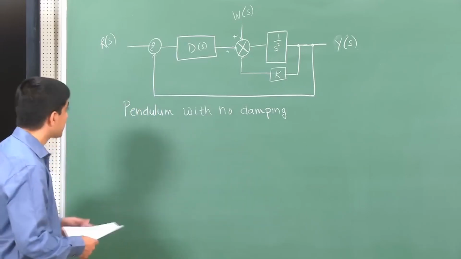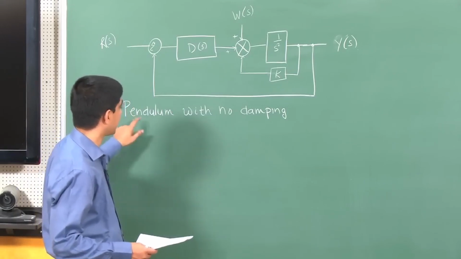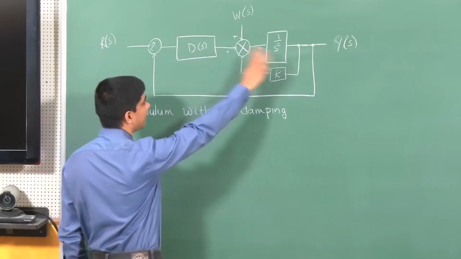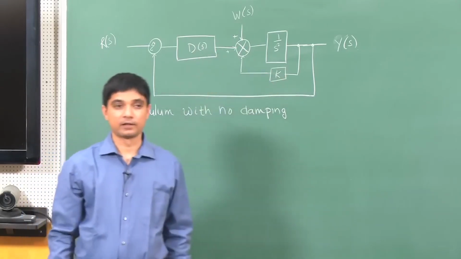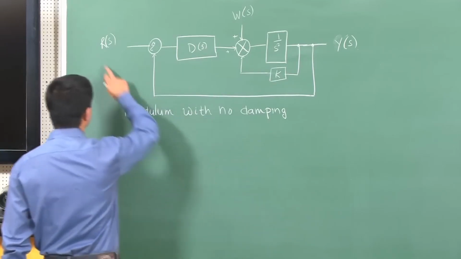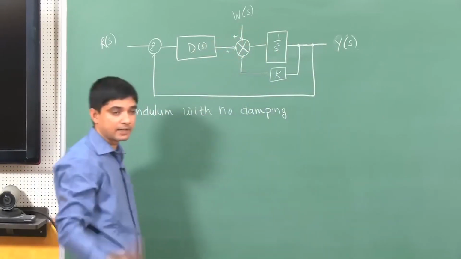Okay, so I start with a simple looking example, which is a pendulum with no damping, and I'll tell you why this represents a pendulum with no damping. And then you have a controller, and we expect this controller to do a set of things for us, right? So you have a reference input, and then you have the output, you have the disturbance, and the standard feedback configuration, right?